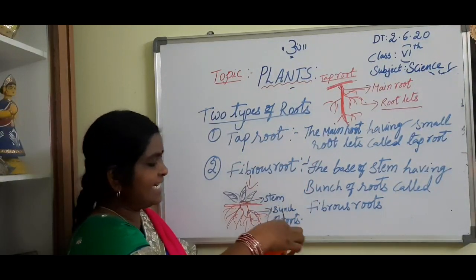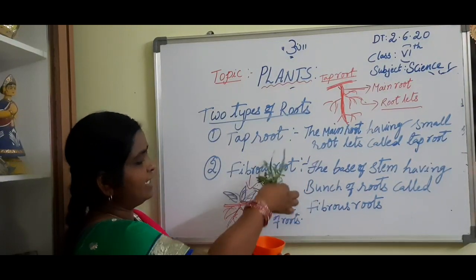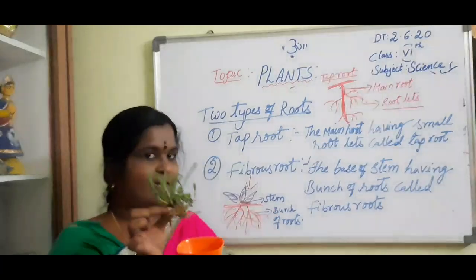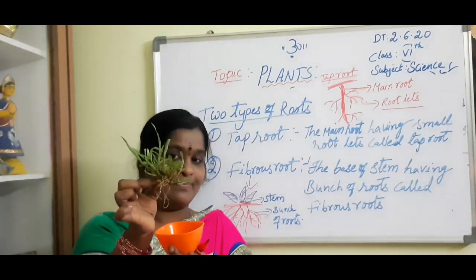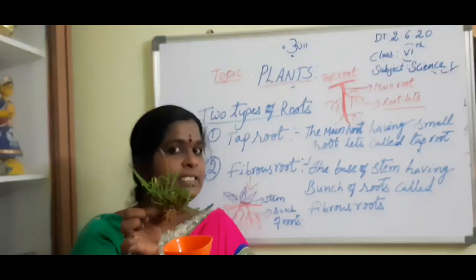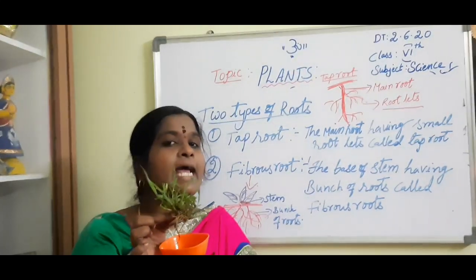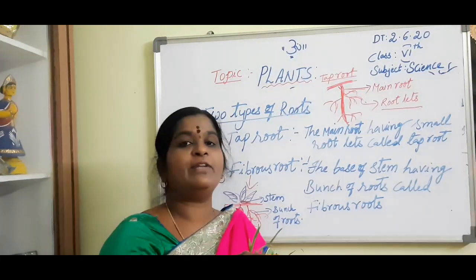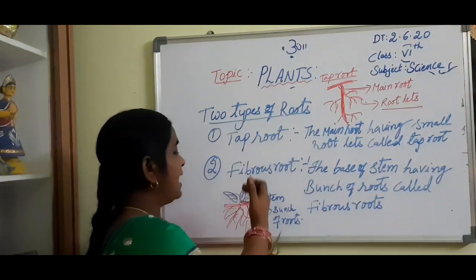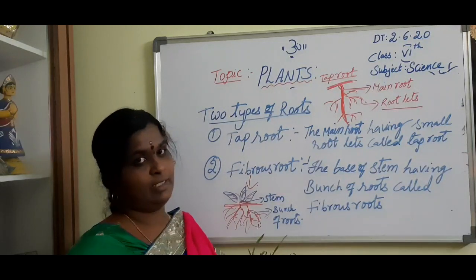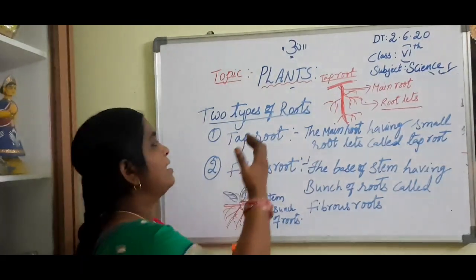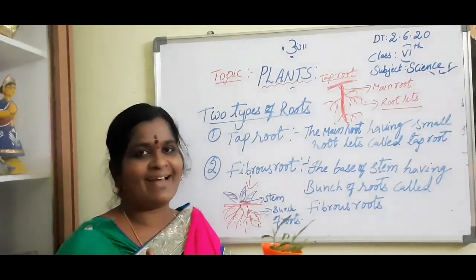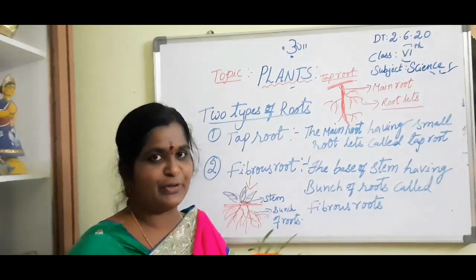See children, let's enjoy by observing the plant. This is the fibrous root system. It's a grass. Tell me, grass, the best example for fibrous root system. It doesn't have the main root. Okay, so this is the difference between the taproot and the fibrous root. Roots are of two types, taproot and fibrous root. With the best examples we have learned. I think it is clear for you.